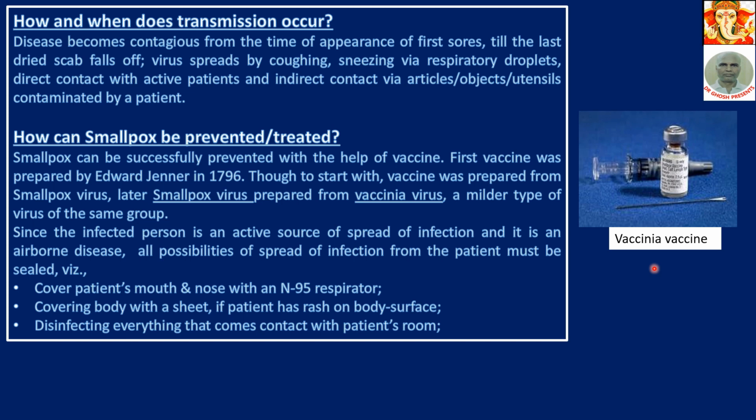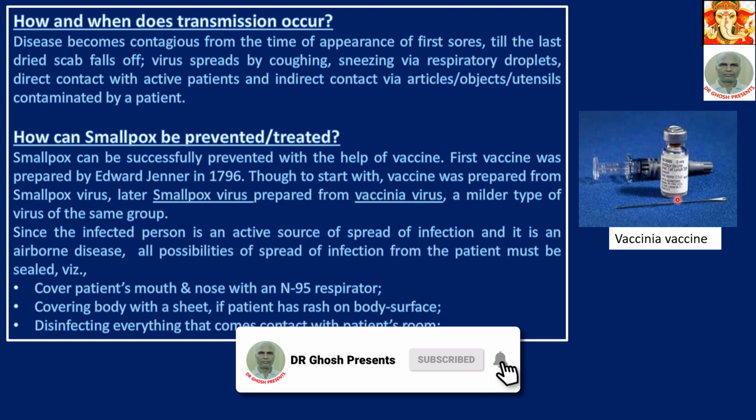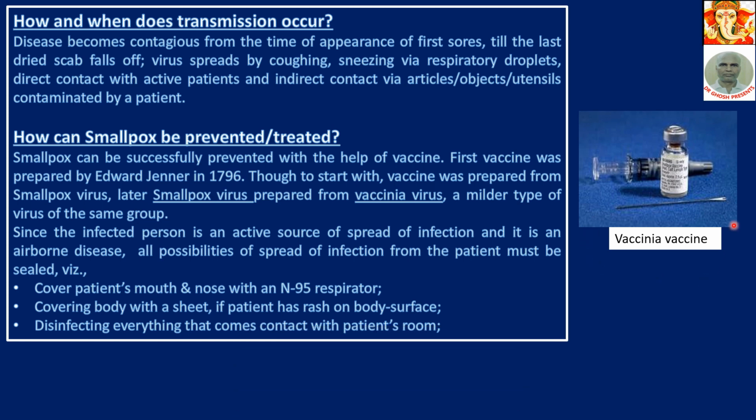This particular vaccine, a marvelous, successful endeavor. Since the infected person is an active spreader of infection and it is an airborne disease, all possibilities of spread of infection from the patient must be sealed. This is transmission, but basically prevention nowadays depends on the vaccinia vaccine, and this has been so successful that smallpox has been eradicated nowadays.